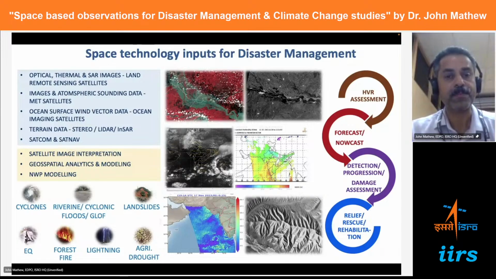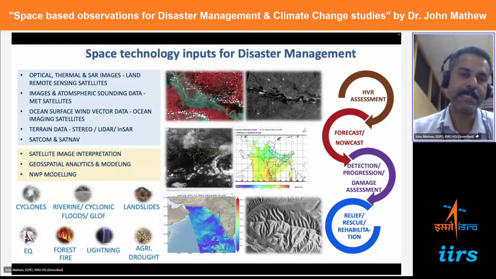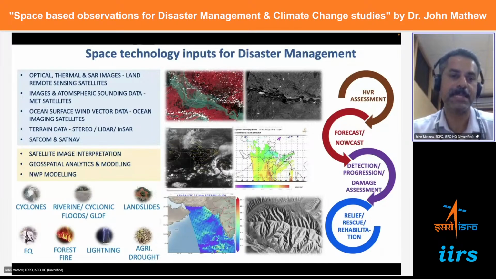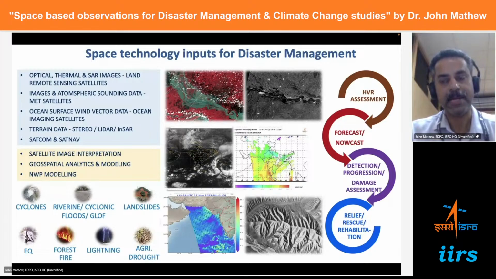And then what I would like to explain here is how space technology is giving input for supporting these activities at all the three phases of disaster management. You might have heard about various types of satellites in the previous lecture. So the first input is the satellite images, in the optical, thermal, as well as microwave domains. And these land remote sensing satellites are very helpful for assessment of hazard, vulnerability, and risk.